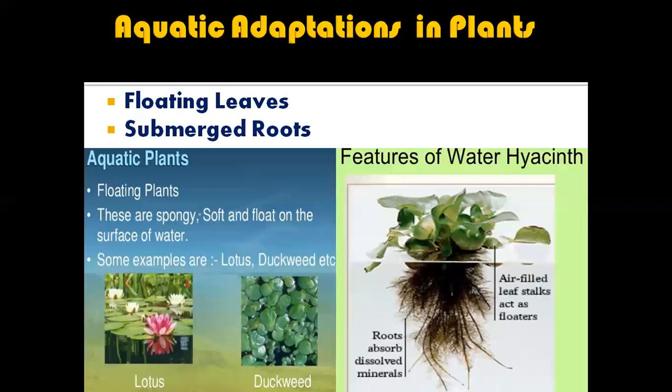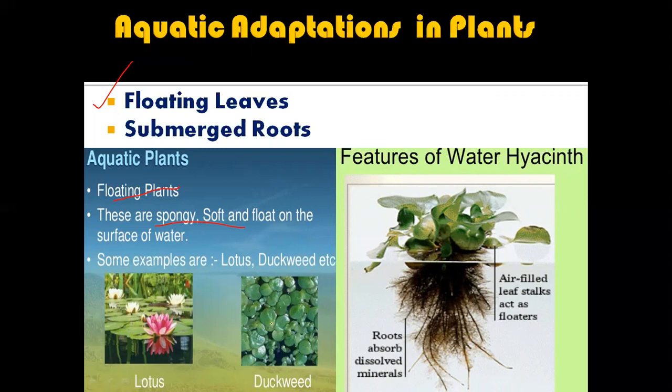If we see aquatic adaptations in plants, we can see plants have floating leaves. If they are living in ponds, you can see they have floating leaves, which give these flowers or plants the strength to live in the water, as well as spongy and soft surfaces. And look, they have flat leaves.